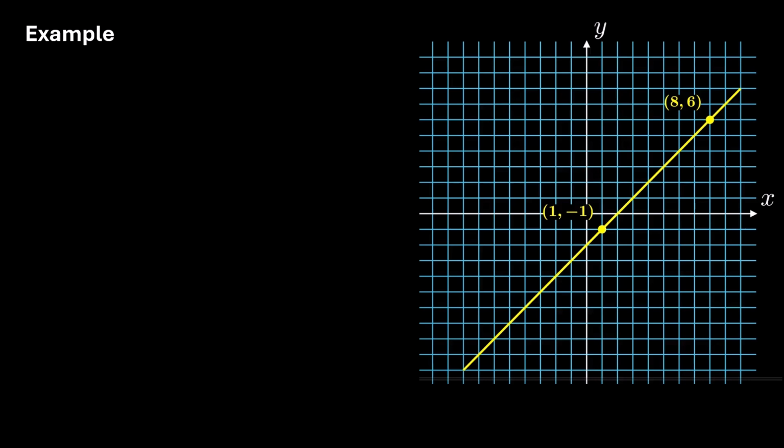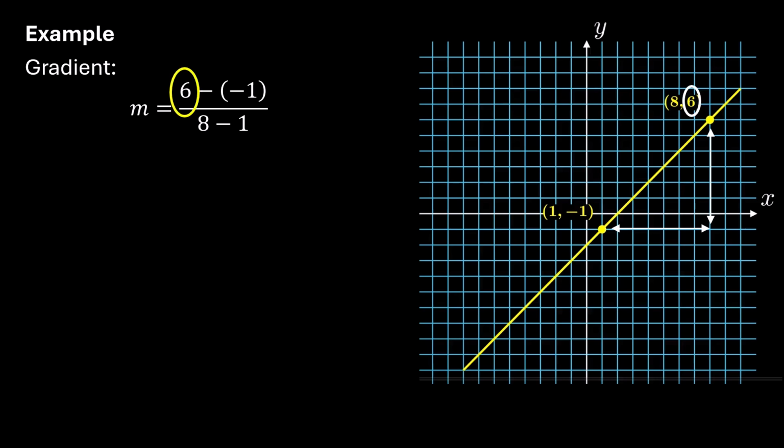So here's the first example. We've got a line and 2 points on the line, 1, minus 1 and 8, 6. We're going to try and find the gradient first by finding change in y divided by change in x. So the gradient for our example equals 6 minus 1 divided by 8 minus 1, which equals 7 over 7, which is of course equal to 1.